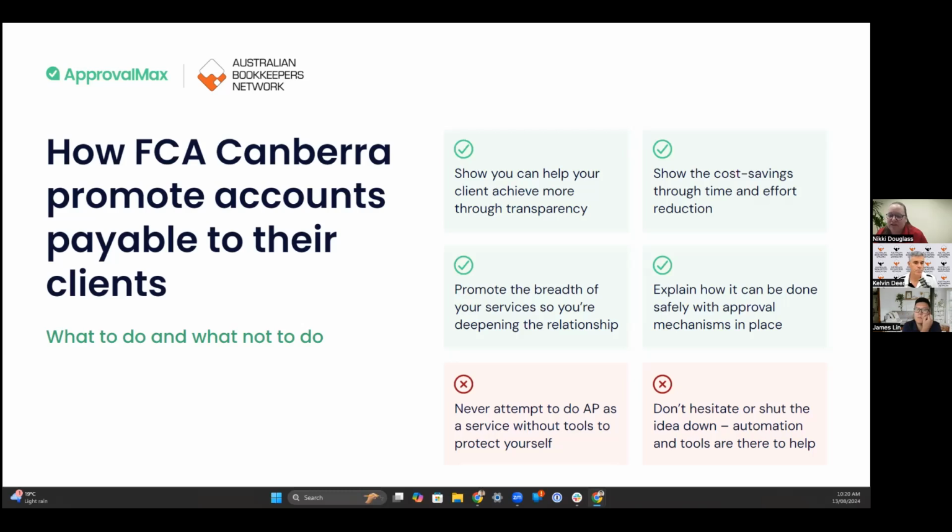We quite often see it when we start a new client that their accounts payable isn't up to date.